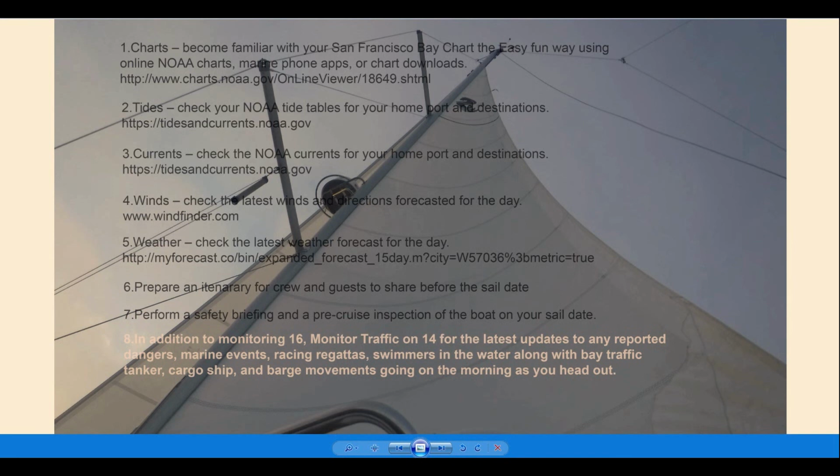So when you head out in the morning, by monitoring Channel 14, you'll be advised of things that you didn't know might be going on that morning, including things like swimmers in the water or even kayakers. And now the latest thing is wind sail racing and kite sail racing. All those events, you'll know what's going on before you get up to the upper bay, and you'll know what areas to be on the lookout for, and what areas to avoid when those events are going on. So monitor 16 and monitor 14, and I guarantee that'll help you with having a great day out there.